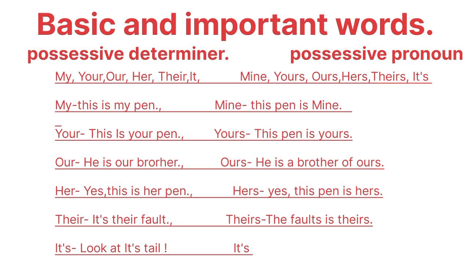Her. Determiner: Yes, this is her pen. Pronoun hers: Yes, this pen is hers. Determiner their: It's their fault. Pronoun theirs: The fault is theirs. Determiner its: Look at its tail.